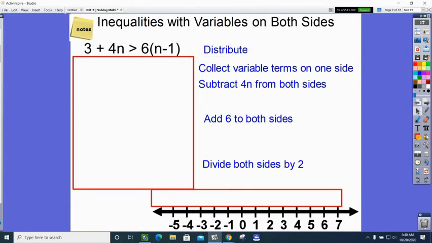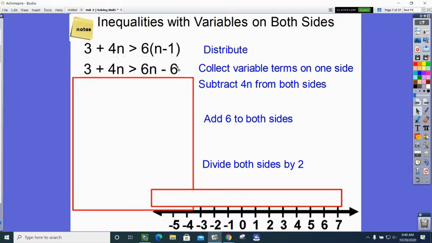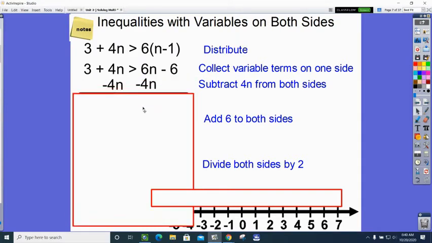Okay, so let's get a little bit more interesting here. The first thing I notice is that I have a distributive property, so I'm going to distribute. Again, don't put a 1 on the second piece: 6 times n minus 6 times 1. Now I have a variable on both sides, so I subtract 4n from both sides, making a 0 pair here. Again, I'm showing every step.